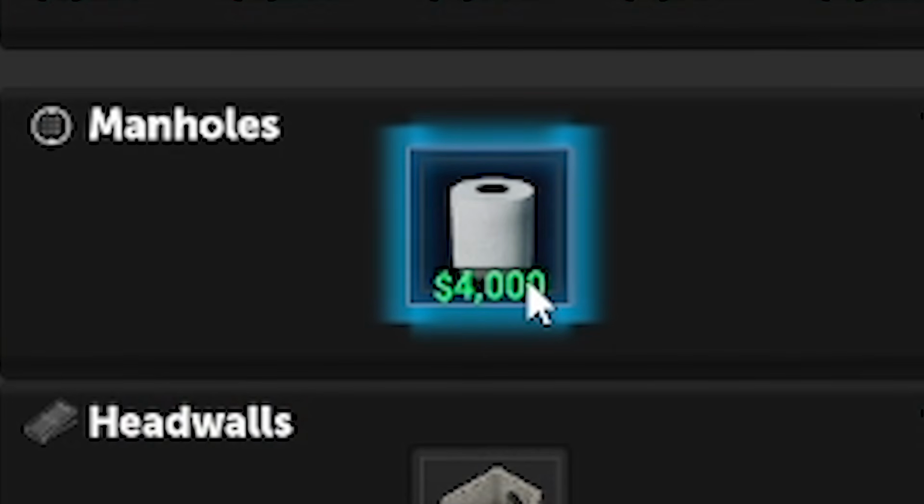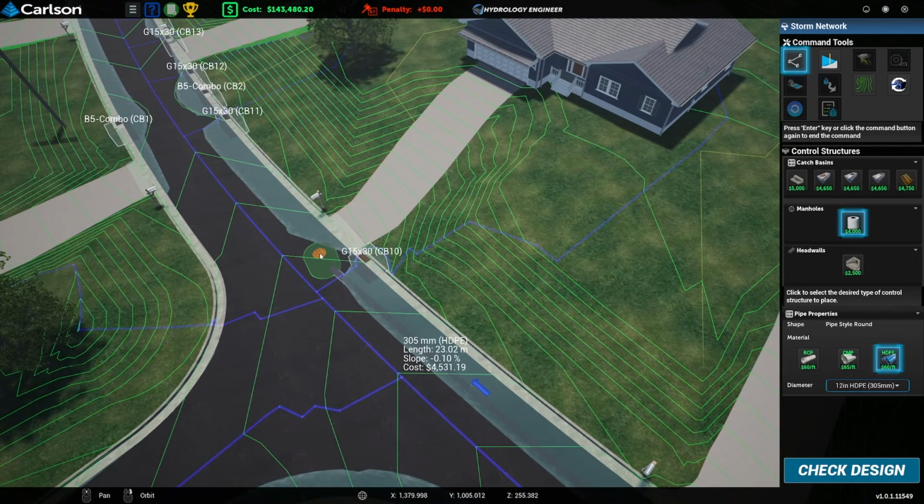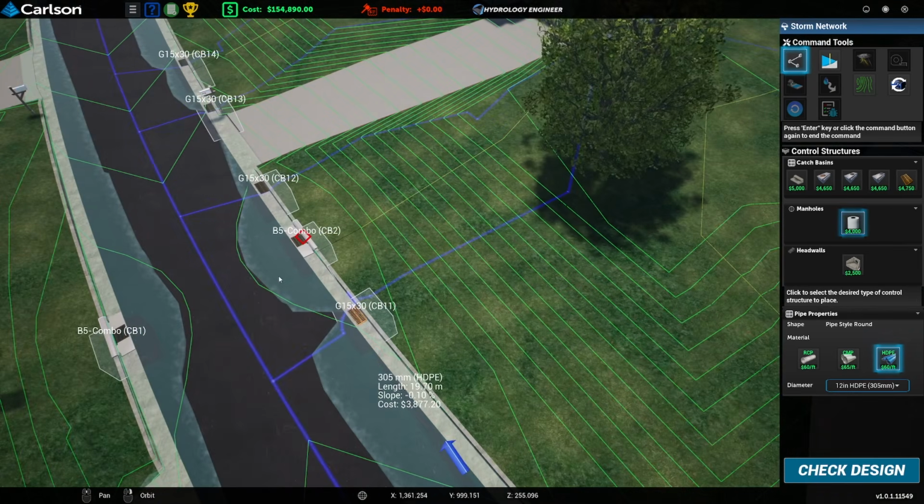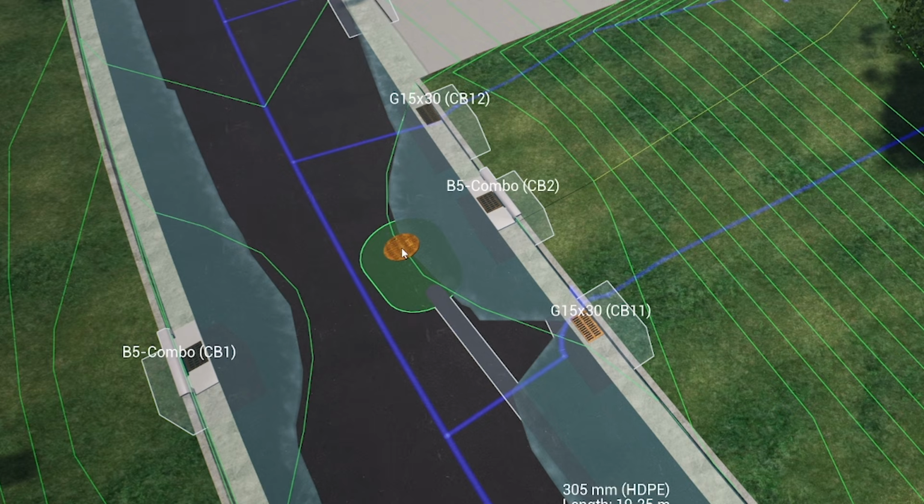what do these manholes cost? Yeah, 4 grand each. They're pretty pricey. Anyway, from this manhole we'd probably have another one by that gully, and then another one down here. Now this is the low point, so it's going to be quite messy probably, so we'll add that in.